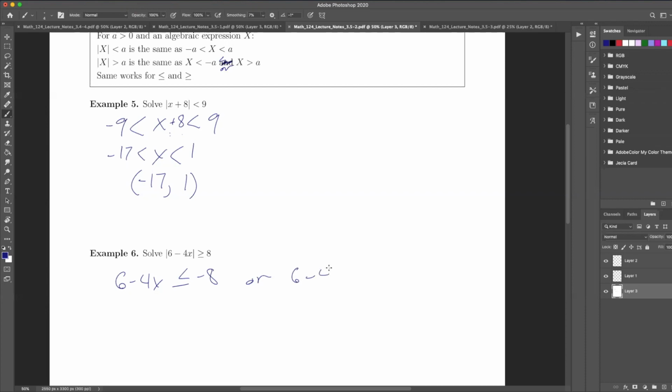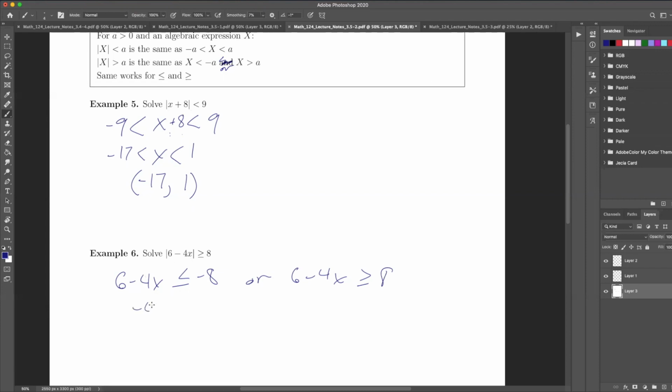Or we can have 6 minus 4x be greater than or equal to 8. So it's either you switch. If it's greater than, you flip the sign and make it negative, and then you solve for the greater than. If it's just less than, I'll put the positive one in, put the negative on the other. Okay, so we solve this down.